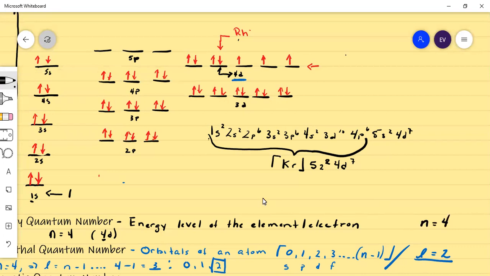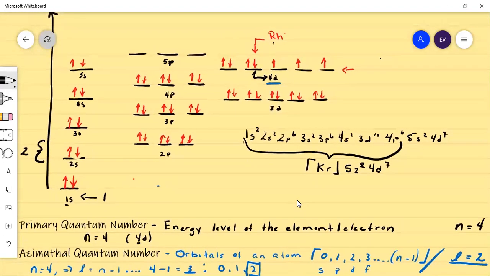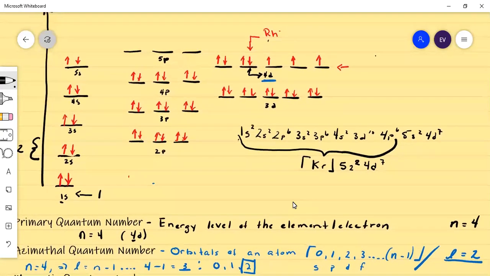Okay. So once again, the azimuthal quantum number represents the orbital. There's only 4 orbitals, the s, the p, the d, or the f. So your electron is going to lie in one of those 4 orbitals. Whichever orbital it is, in this case, it's the d orbital, you're going to pick the corresponding value of L for that orbital, okay? All right.